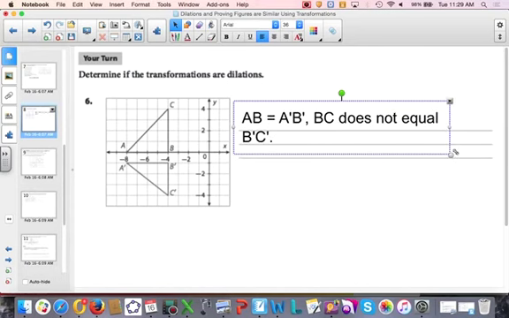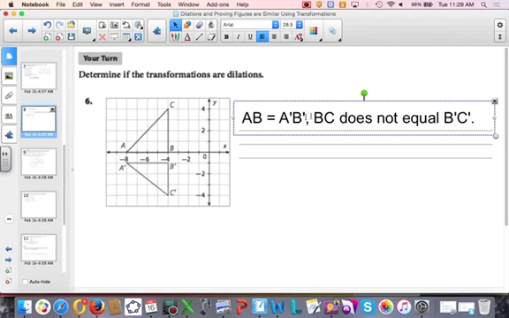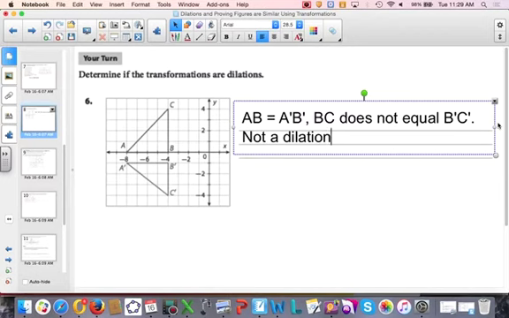So this is definitely not a dilation, because whatever the ratio is between these segments, it should be the same for all of them. So this is not a dilation, and it's not a congruence transformation at all.